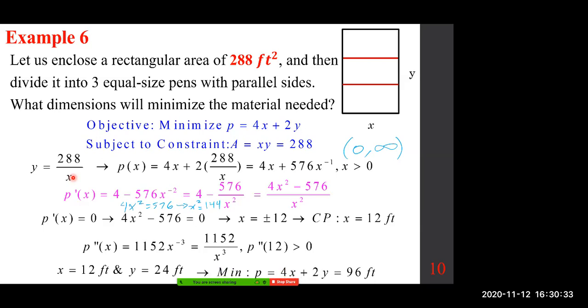So, what dimensions will minimize the material? These are the dimensions. What is the minimum material? P is 4x plus 2y. If you plug in x equals 12, y equals 24, it results in a total of 96 feet of fencing. Again, why would we want to do that? Perhaps we want to minimize the cost.